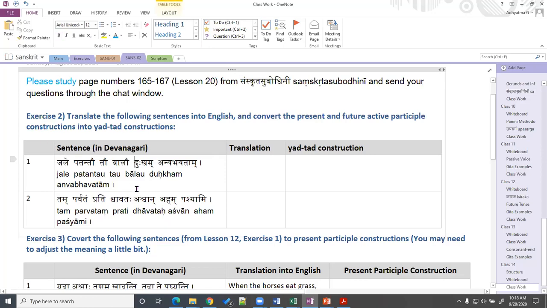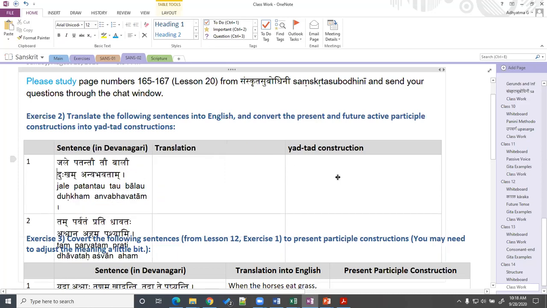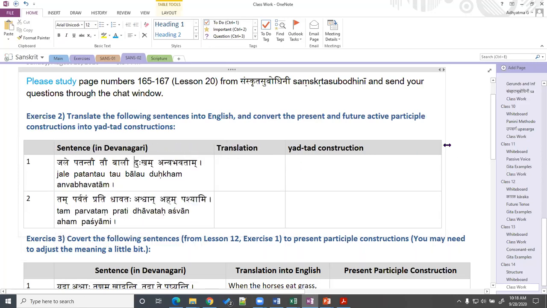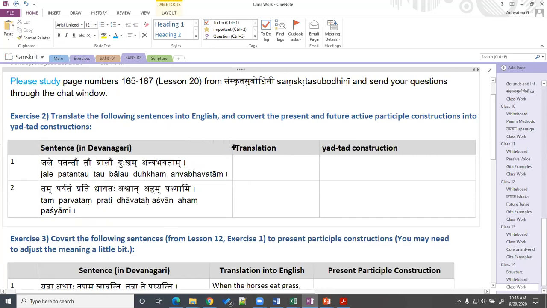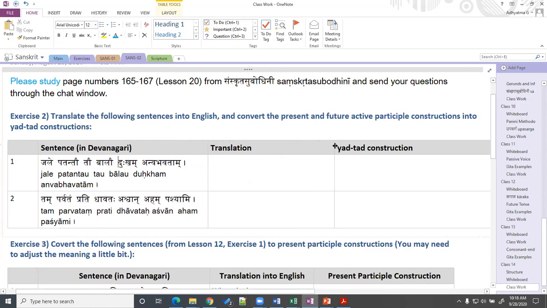So if I use this translation for translating this sentence, so this one, if you look at, balau is dual, tau is dual, patantau is the adjective for them, so that is also dual. Patantau means falling, those two boys falling. Jale means in the water, seventh case singular. Dukkham anubhavatam. Anubhavatam is the verb here, it is also dual.